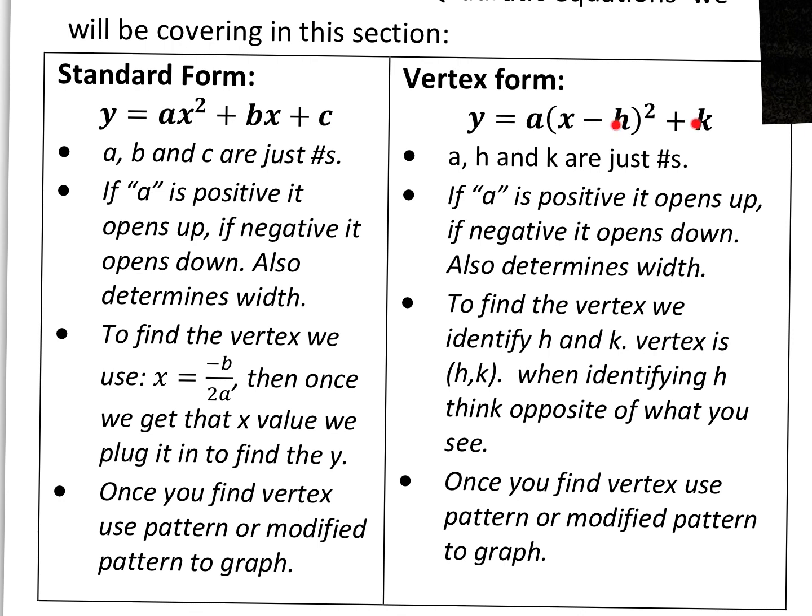So it's super easy. The only thing that's kind of confusing, or that you should remember at least, is when you identify h, think opposite of what you see. So if you see a -7 right here, the h value is actually a +7. If you have a +1 right here, the h value is actually a -1. It's opposite of what you see. You get that? You think opposite of what you see on h.